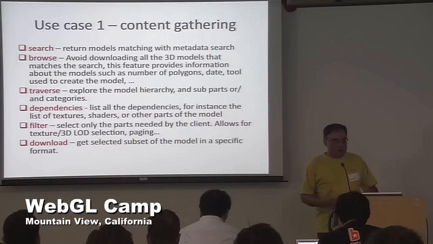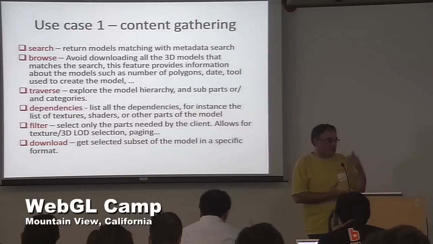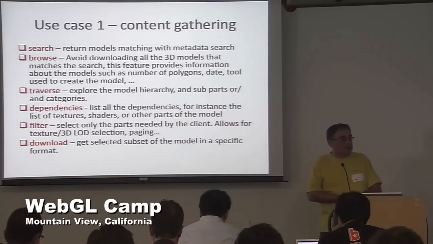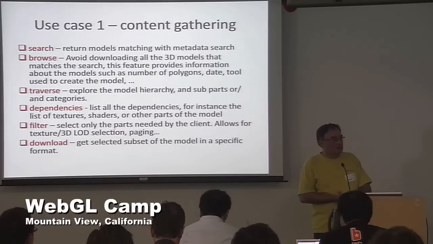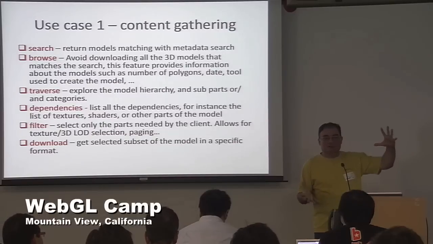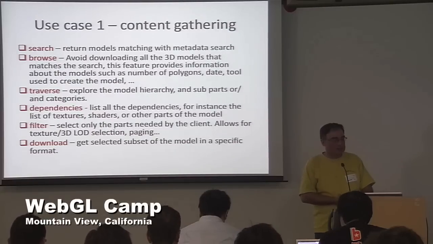So, you want to search. That's the first thing. It's funny, when I Google, we need to search 3D models. There are interesting papers on how to search 3D models, but if you look at the Google Warehouse page, the advanced search, you have tons of different ways of searching for models.